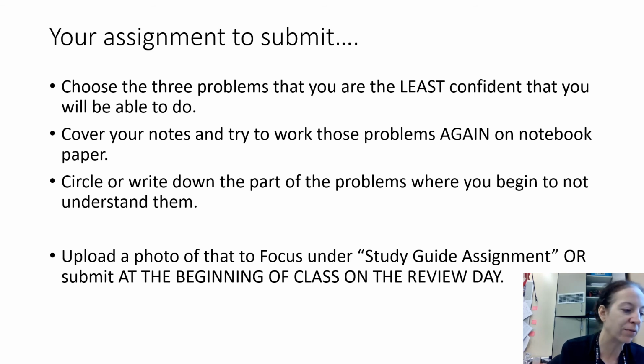So as soon as I'm done going over the last few problems, choose 3, cover your notes, work them again, and indicate to me where you're having the issues, where you're having those questions. If you've got way more than 3, you can give me more feedback on 3. I really want you to try to narrow it down to the most critical. And then upload that to Focus. If you need to, pause the video here and make sure you write down the directions on that. And then the last slide is post or email me any additional questions.